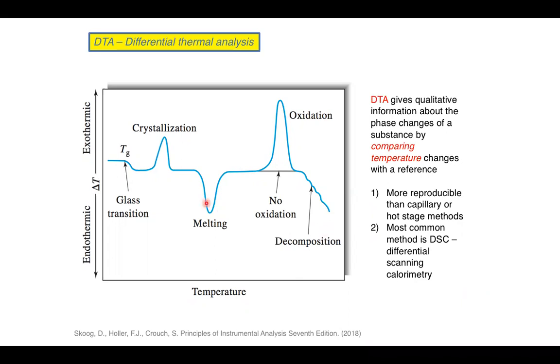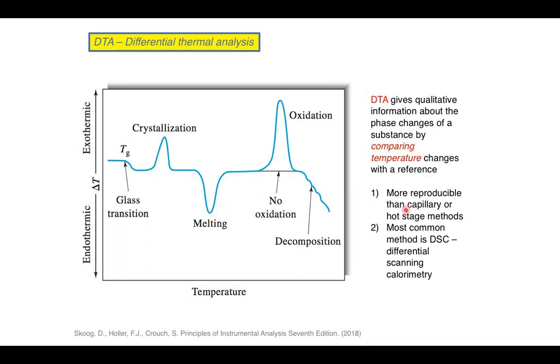The glass transition here is a change in the material where it goes from an amorphous type material to a glassy type material. We can see crystallization points, we can see melting points, so that's usually an endothermic process. Crystallization is an exothermic process, so heat is released. Endothermic melting means heat is absorbed. Then oxidation reactions, oxidation would be this line happening here. So DTA gives qualitative information about the phase changes of a substance by comparing temperature changes with a reference.